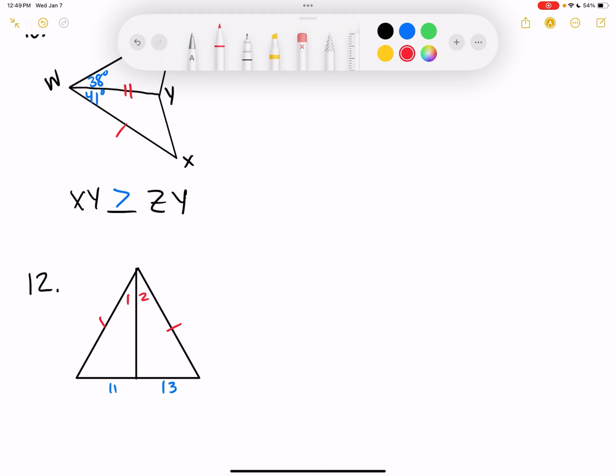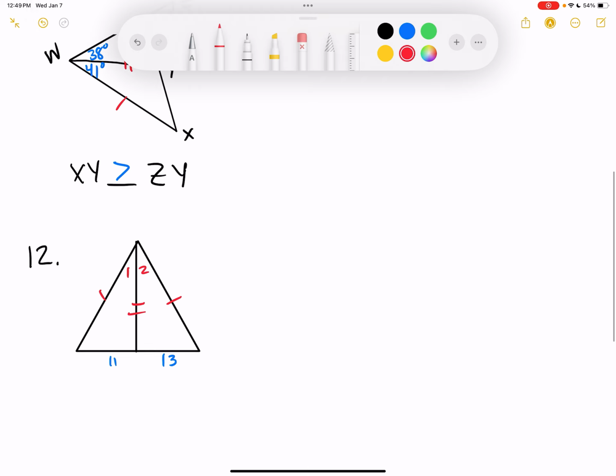There's no letters on this one. So anyway, the reflexive property says that that has to be congruent as well. And so then the question is the measure of angle 1 blank the measure of angle 2. So is it greater than, less than, or equal to? Less than. Yep, so 11 is less than 13, so that means that this angle has to be less than the other one.